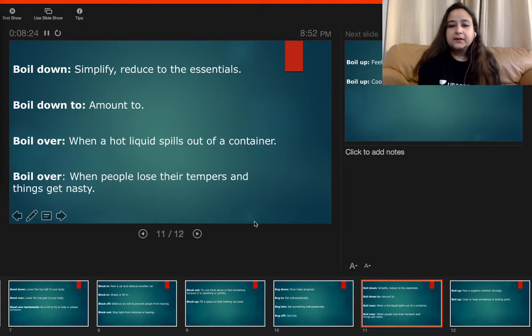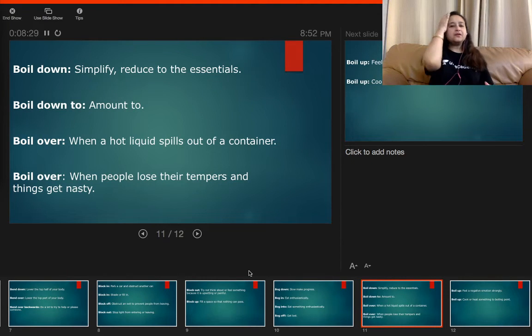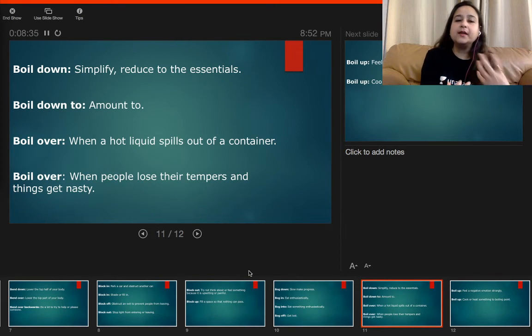Then the next one. Now boil. So boil down basically means to simplify something, to reduce it. So life today, in the days of coronavirus, has boiled down to just doing what is important. We are not going out, we are not doing anything extra. Life has boiled down to the basic essentials of living and surviving.